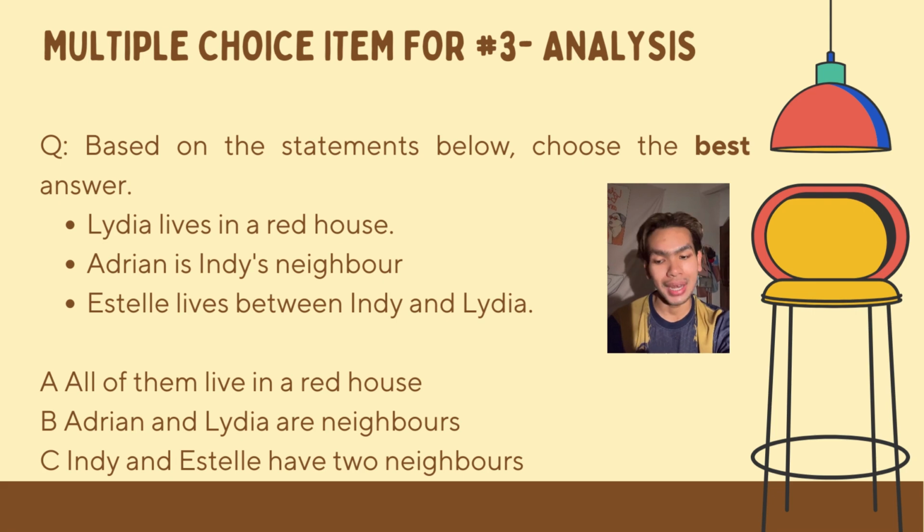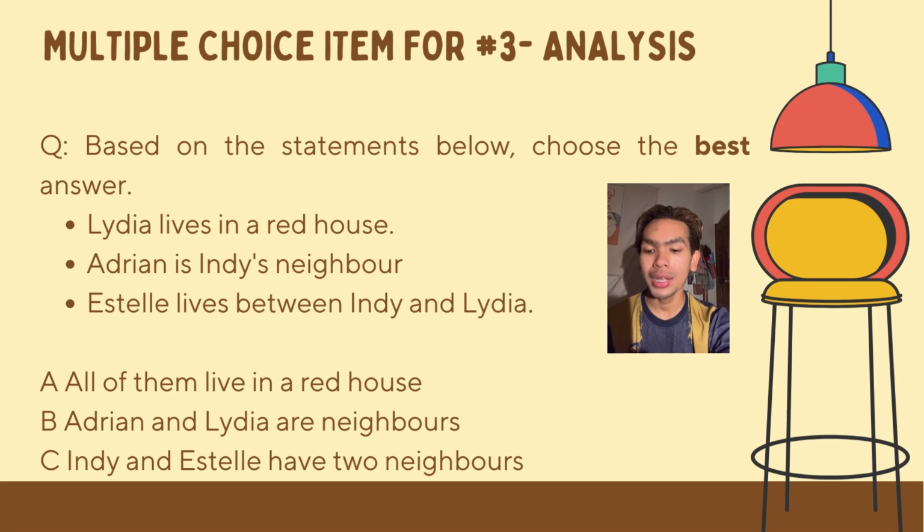A, all of them live in a red house. B, Adrian and Lydia are neighbors. C, Indy and Estelle have two neighbors. Okay, let's dive into A. All of them live in a red house. Let's see if the information given is correct or not. Lydia lives in a red house. Only Lydia. So A is not valid.